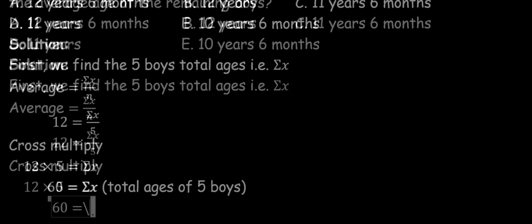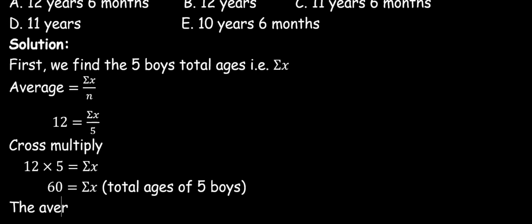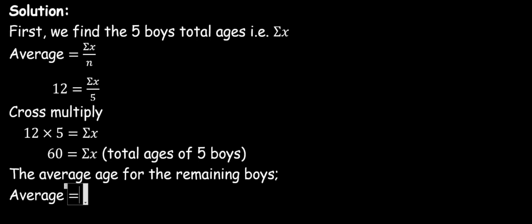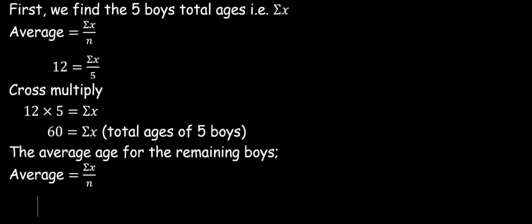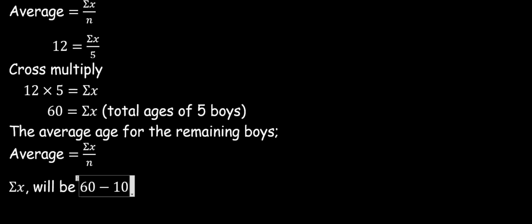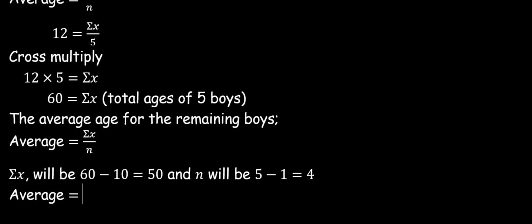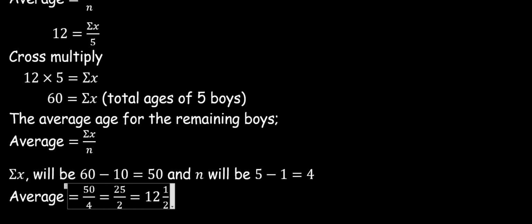ages of 5 boys. The average age for the remaining boys, we still have it as average is equal to summation x over n. But in this case, our summation x will be 60 minus 10, which is equal to 50. And n will be 5 minus 1, which is equal to 4. Thus, average in this case will be equal to 50 over 4, which is the same as 25 over 2, which will give us 12 whole number, 1 over 2 years. Or you interpret it this way as 12 years, 6 months.